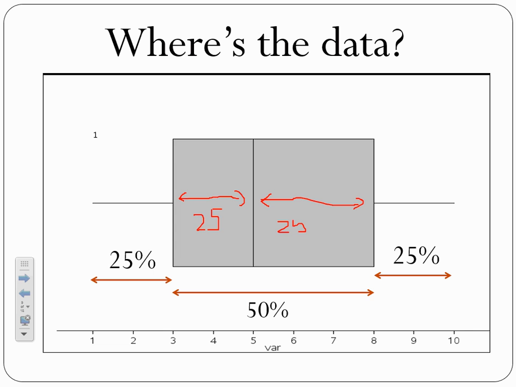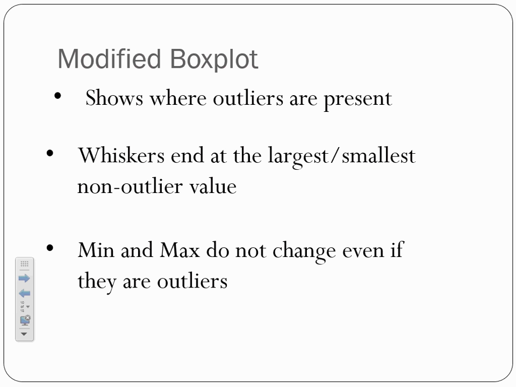So how do outliers play into this? Well, sometimes you might end up with what's called a modified box plot. So it's going to show you if there are outliers present. And this time the whisker no longer goes all the way to the minimum or the max, but it's going to go to the largest or smallest value from your data set that's not an outlier.